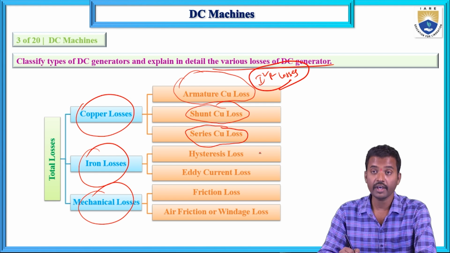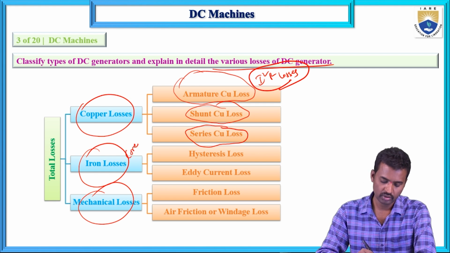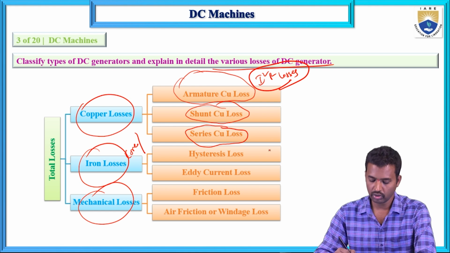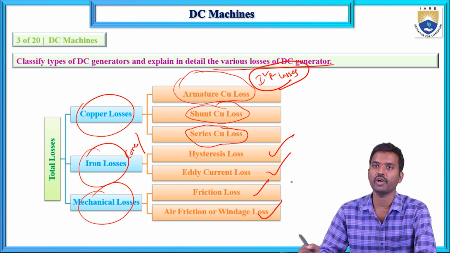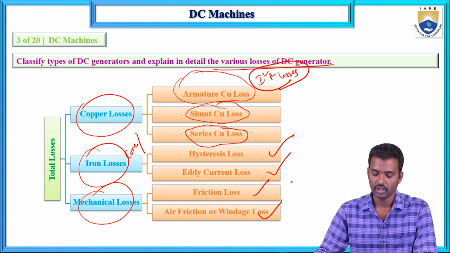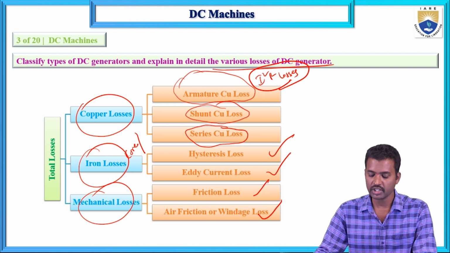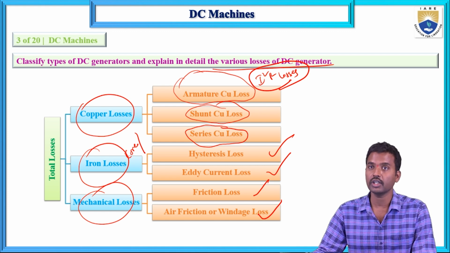Now, iron losses means core losses. These core losses are hysteresis losses and eddy current losses. And next, mechanical losses means frictional losses and windage losses, or air friction losses. So these are the different types of losses. This slide I also explained in the previous lecture, named efficiency of DC machine. Just watch that lecture and you will get an idea.